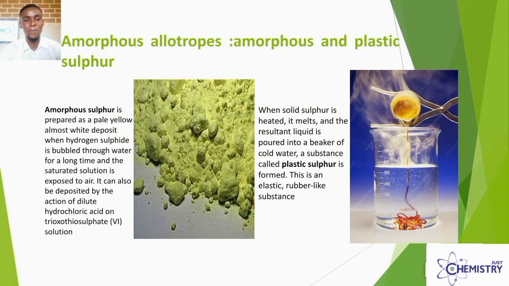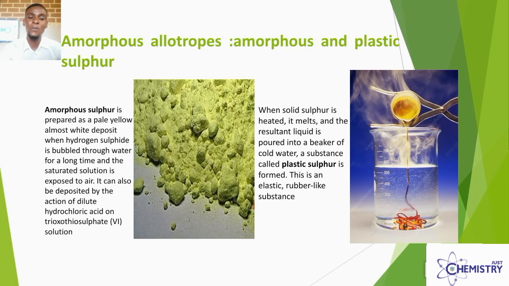Amorphous allotropes of sulfur. Now, I told you there are 2 amorphous forms of sulfur. We have the amorphous sulfur and we have the plastic sulfur. My favorite is the plastic sulfur. The whole preparation process just tends to be interesting. Let us start with the amorphous sulfur. Now, from what we have in the video, amorphous sulfur is prepared as a pale yellow, almost white deposit when hydrogen sulfide is bubbled through water for a long time and the saturated solution is exposed to air. Now, that is how we prepare the amorphous form of sulfur. Probably in subsequent practical classes, we're going to see videos on the preparation of amorphous sulfur.